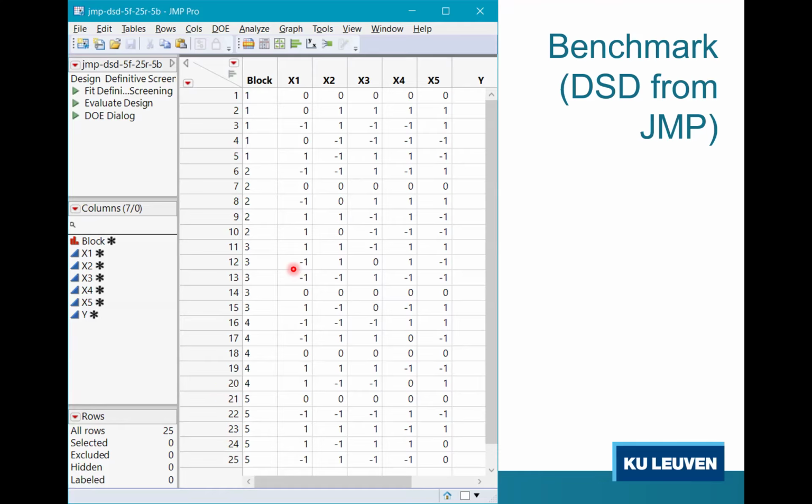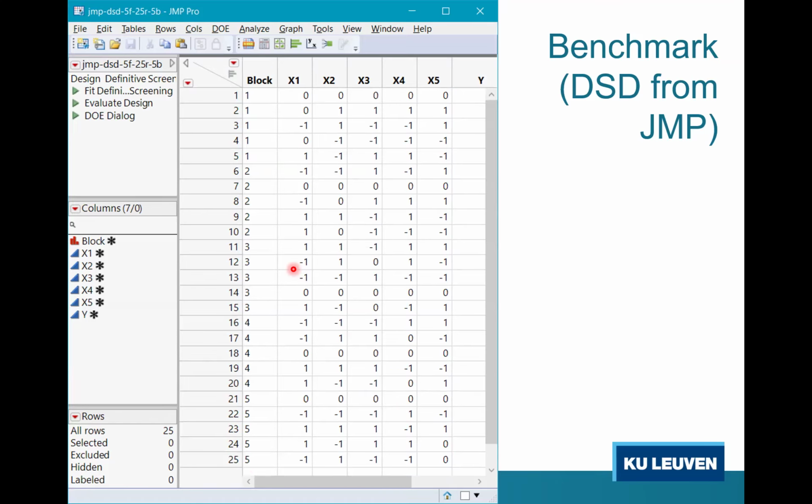And the definitive screening design is subdivided in 5 sets of 5. So that means that this particular experimental plan is intended to do 5 tests during 5 days, or to have 5 operators who each execute 5 different tests. Now that's the blocked pattern of a definitive screening design that came out of JMP, our benchmark.